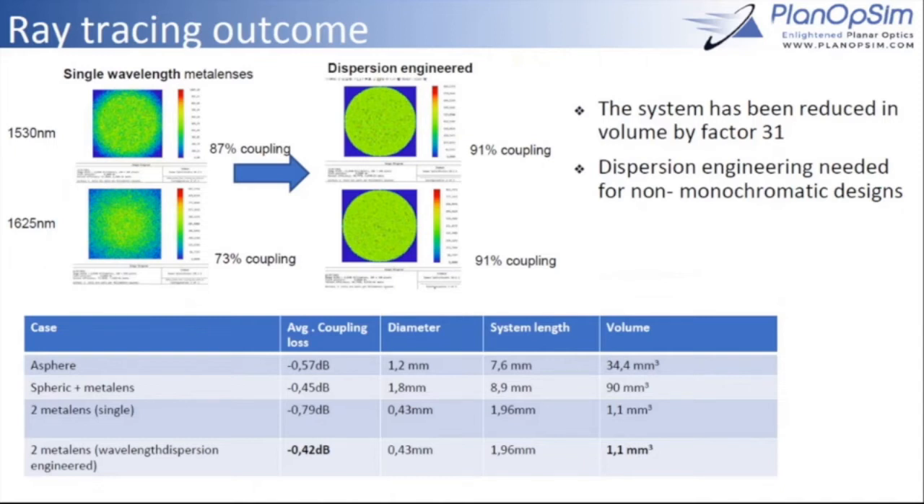If we do a single wavelength metalens design, the very simplest case, we come up with this solution. It has low losses for the central wavelength, but high losses for the long and short edges of the band. When we apply our dispersion engineering, we come up with an average loss of 0.4 dB, actually predicted to be below what's possible with the aspheric lens. At the same time, the whole system volume is around 30 times smaller than the conventional solution.